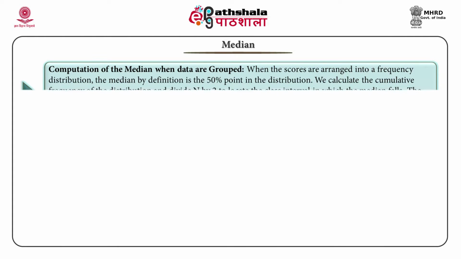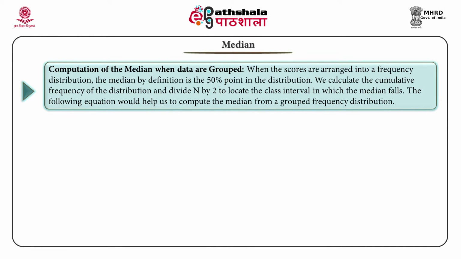Computation of the median when the data are grouped. When the scores are arranged into a frequency distribution, the median by definition is the 50% point in the distribution. We calculate the cumulative frequency of the distribution and divide n by 2 to locate the class interval in which the median falls. The following equation would help us to compute the median from a grouped frequency distribution.